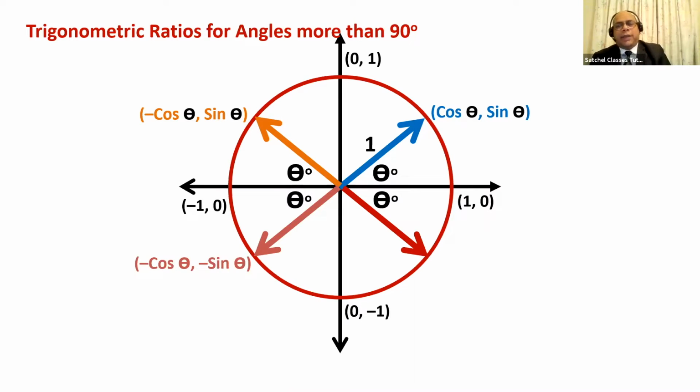And finally, the tip of the red colored arrow, which is in quadrant 4, once again, magnitude wise, it will be cos theta and sine theta. But the x coordinate would still be positive. The y coordinate will become negative because it is on the lower side. So it will be cos theta and minus sine theta.